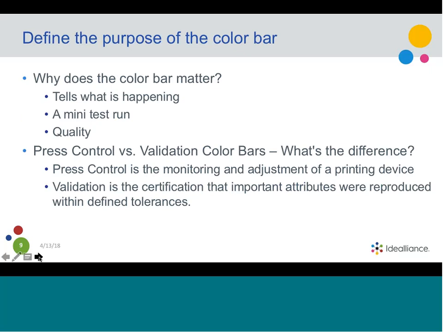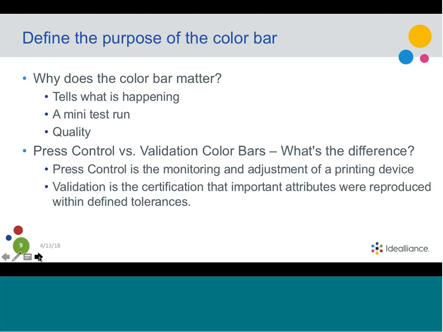So I have a lot of customers who mail me press sheets and ask what's wrong. If that color bar has the right elements on it, and we'll talk about that in a few minutes, then I can pretty much diagnose what happened on that press sheet, assuming it relates to the middle of the sheet. We'll talk for a minute right now about press control versus validation color bars and what the difference is. And let me have Dan talk first about the press control bar.